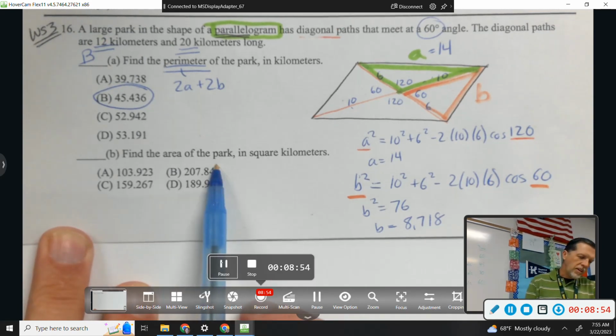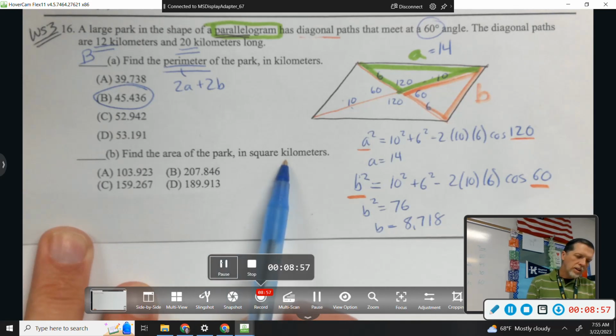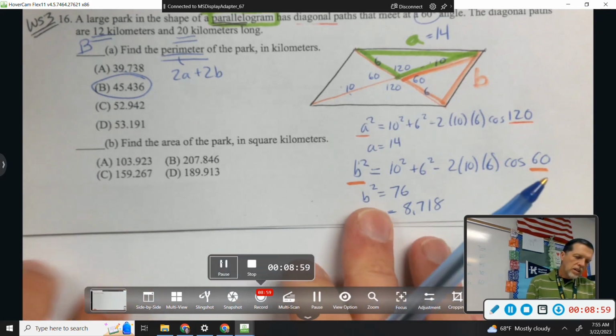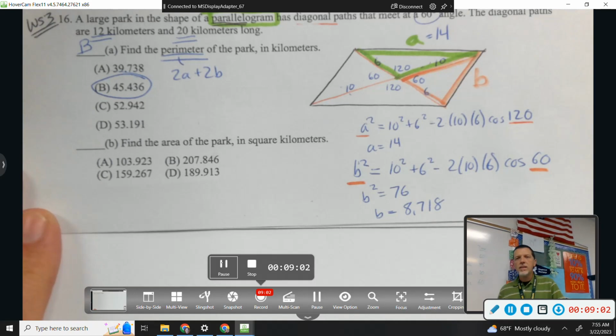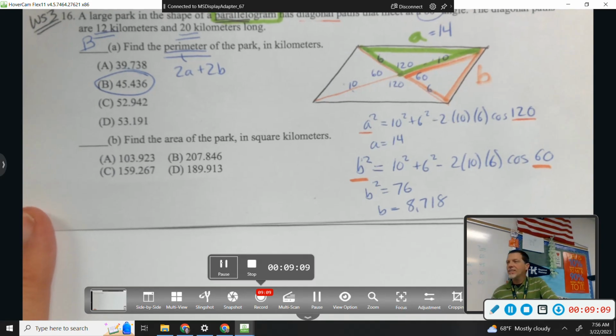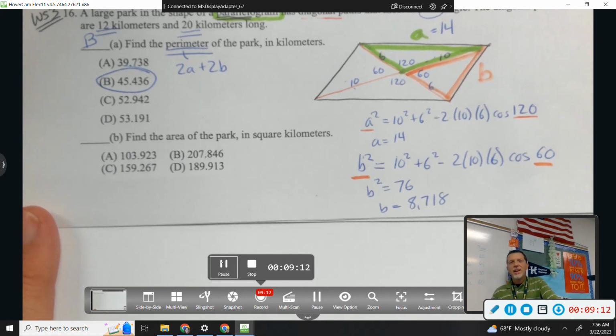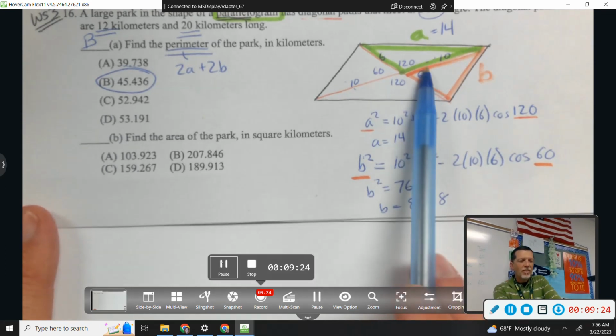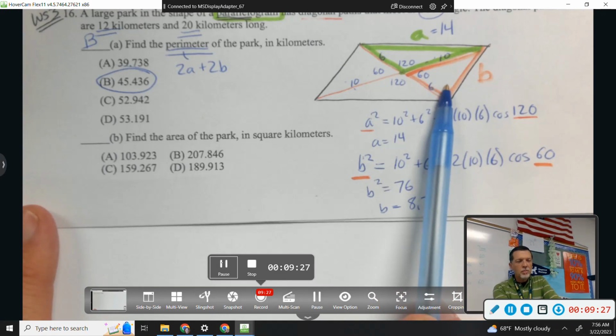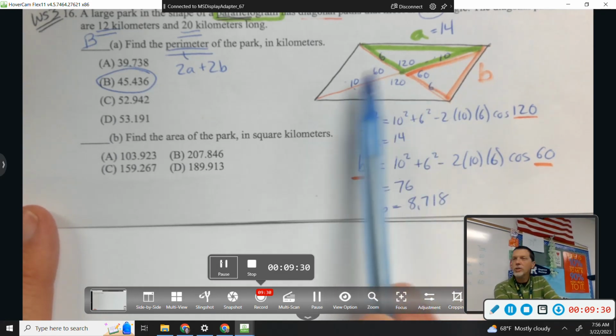Part B, find the area of the park in square kilometers. I think there's several ways to do this. Any ideas on how to find the area of the park? I'm going to find the area of the 2 different triangles and then multiply each by 2. I think that's probably the most straightforward way. She said find the area of the green one and the orange one, multiply them each by 2 because there's 2 green ones and 2 orange ones, and then add them up.